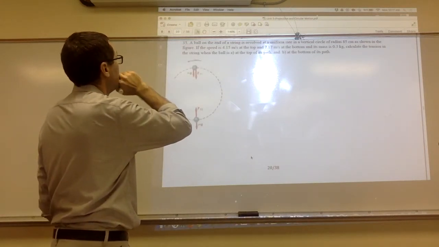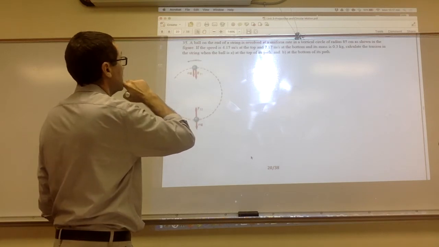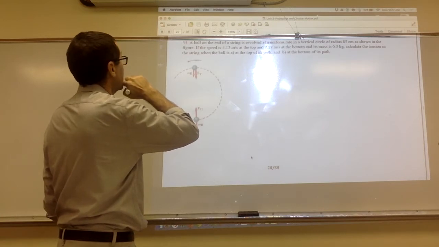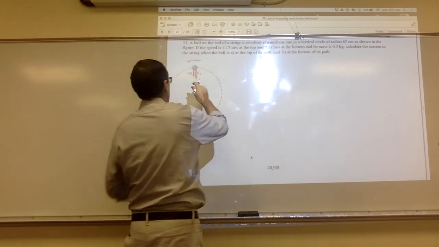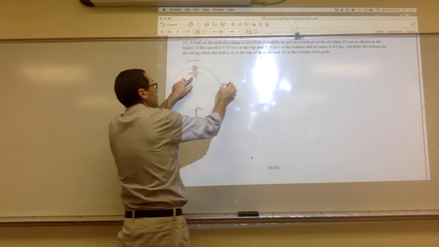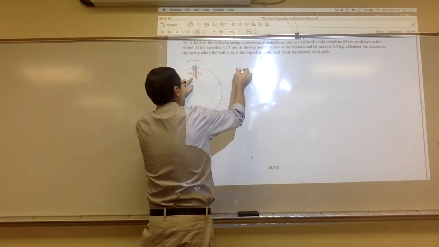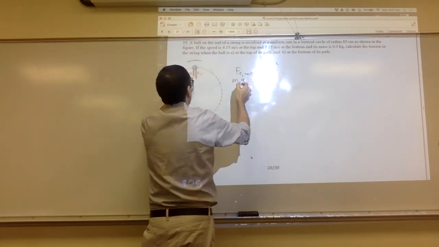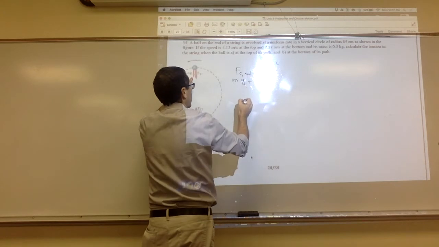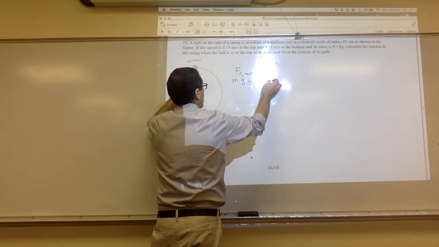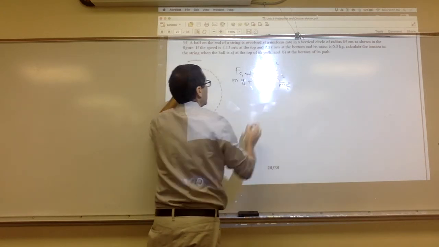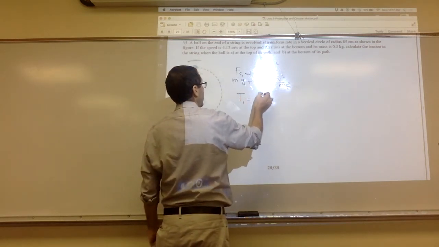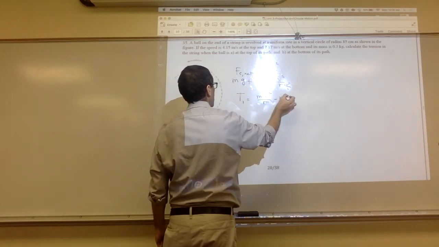If the speed is 4.15 meters per second at the top and 7.17 meters per second at the bottom, and the mass is that much, calculate the tension when the ball is at the top and at the bottom. Now, at the top, you have F centripetal net is mv squared over r. You have mg plus the tension at the top, I guess I can call it tension 1, equals mv squared over r. Now to find the tension, you're just going to do mv squared over r minus mg.